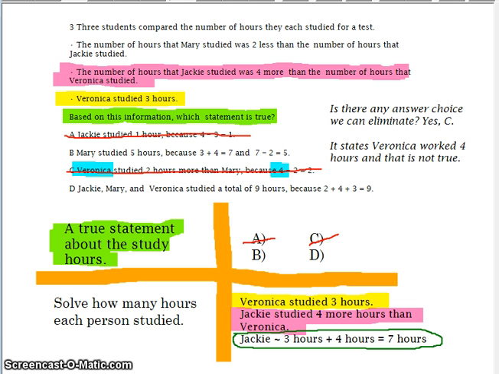Now I'm going to go back up to my elimination pane to see if there are any other answer choices I can eliminate to help me figure out what the correct answer is. And yes, I can. I can eliminate C because it says that Veronica studied 2 more hours than Mary because 4 minus 2 is equal to 2. Well, we were told in the information that Veronica studied 3 hours. We know it wasn't 4 hours, so we can eliminate answer choice C.